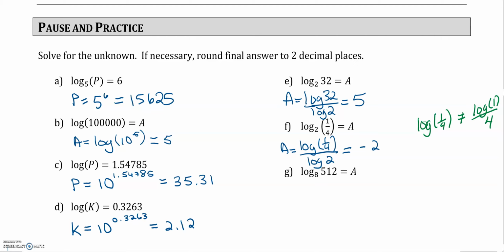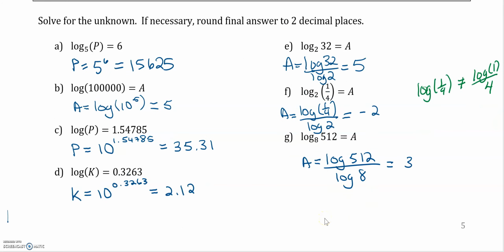In part G, we have log of base 8 of 512 is equal to a. So we have a is equal to the log of 512 divided by log of 8, which is equal to 3. So we know that 8 to the power of 3 is equal to 512.